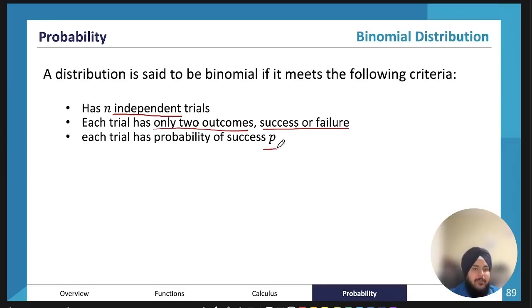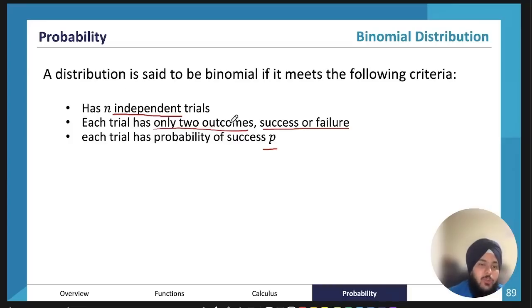So 3 requirements must be met in order to have a binomial distribution. First, the individual trials need to be independent, so one trial does not affect the outcome of another. The probability of success needs to be the same each time. So if you're rolling a die, the probability of getting a 1 is an independent trial. Each time you roll a die, the probability of getting a 1 should be the same.